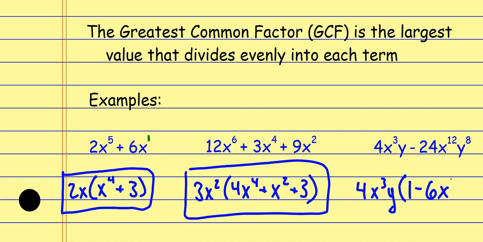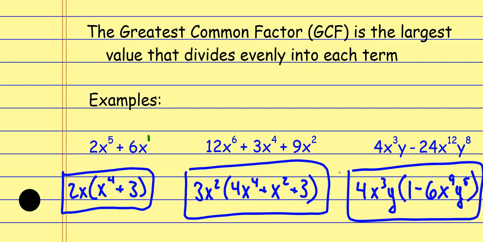Again, when I divide, I subtract the exponents. That's a 9 and a 5. But again, greatest common factor. What's the biggest thing that we can divide out? Divide it out. That's the process of factoring.